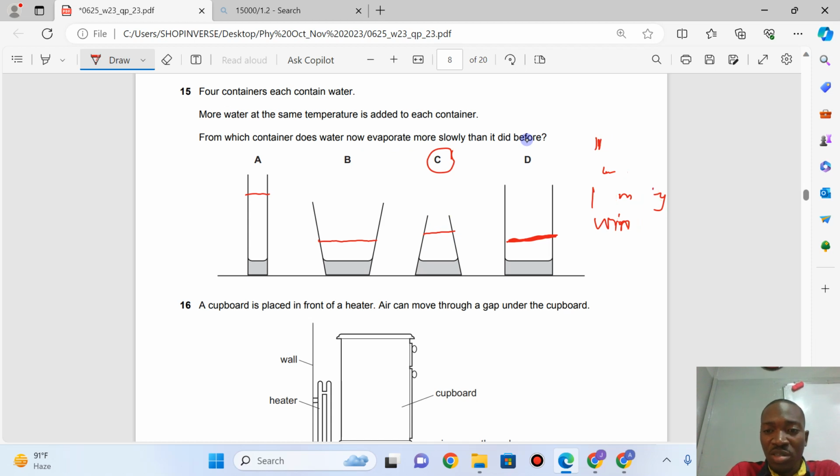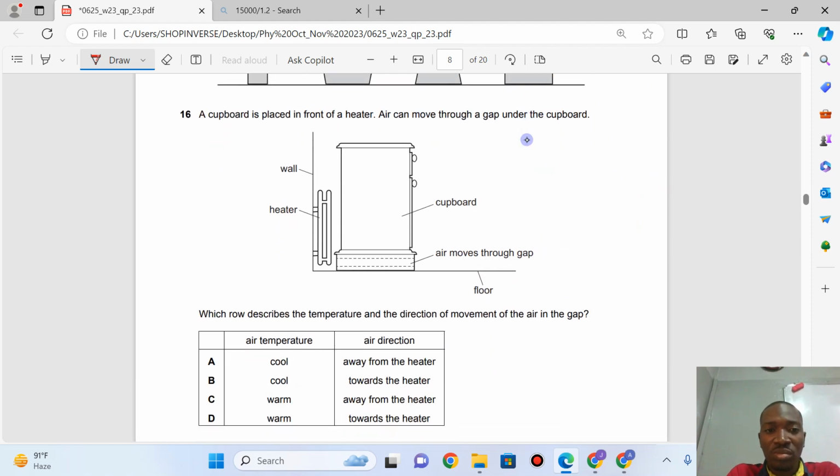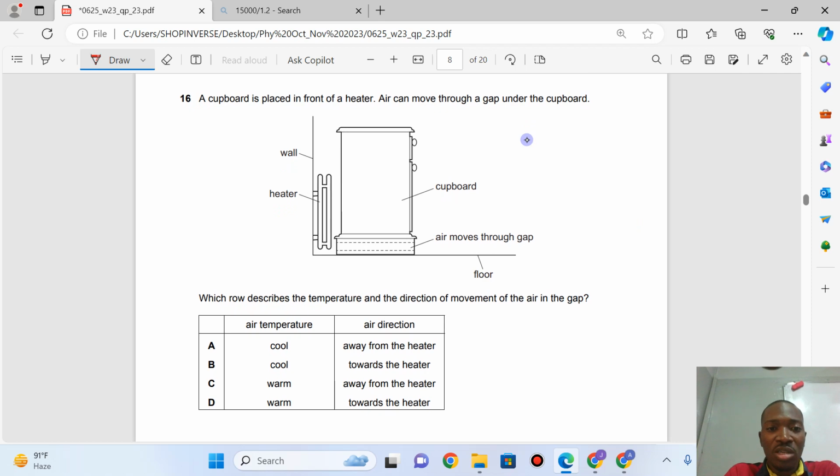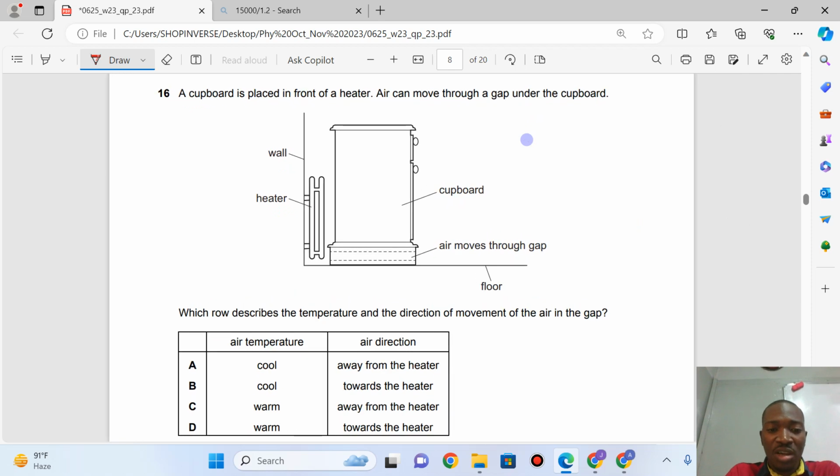We go straight to question number 16. A cupboard is placed in front of a heater. Air can move through a gap under the cupboard. So there's a gap here for air to flow through. Which rule describes the temperature and the direction of movement of air in the gap? Direction of movement. This is the heater. This is the cupboard. This is the space. That means air can move in through this gap.